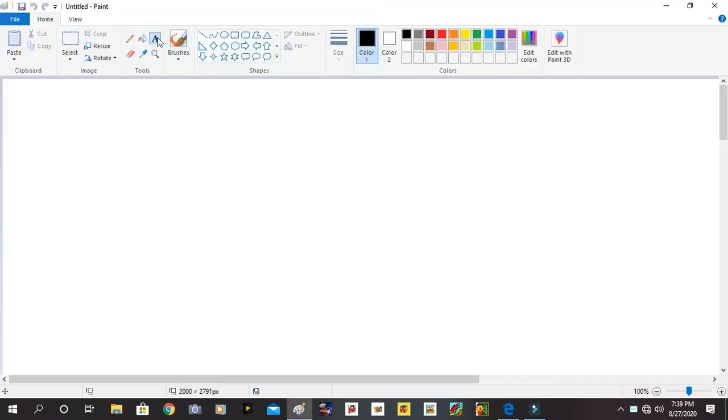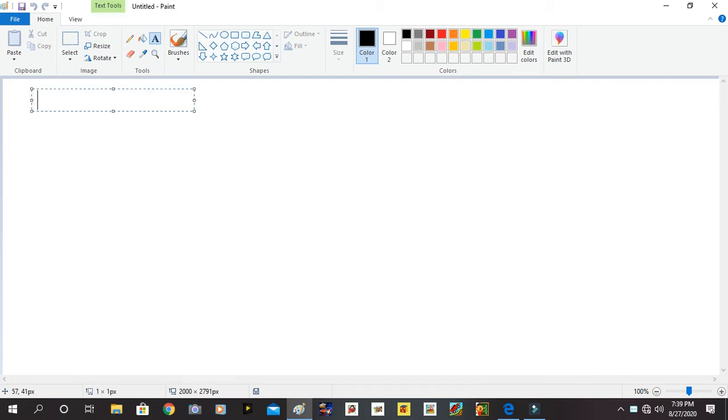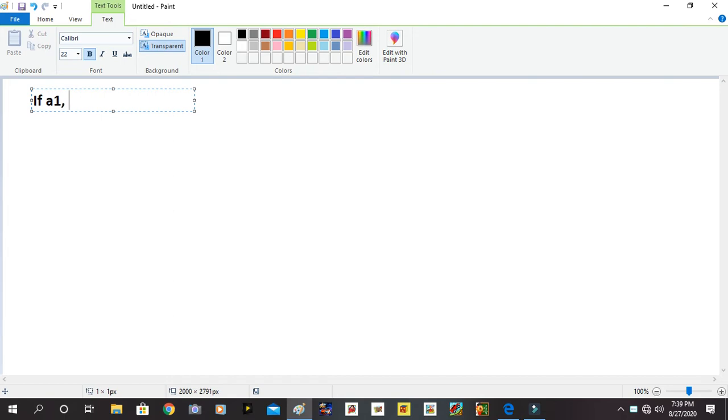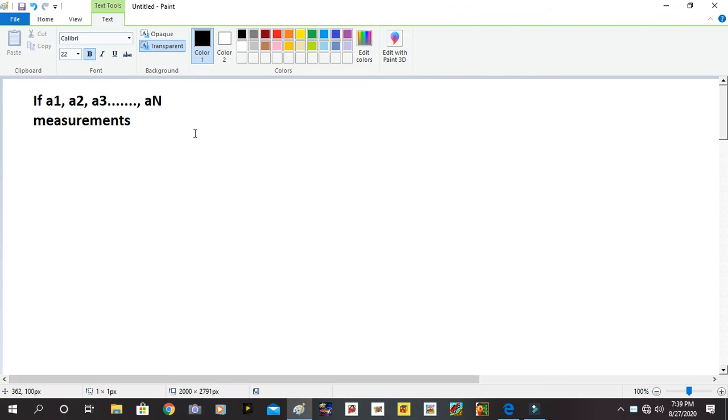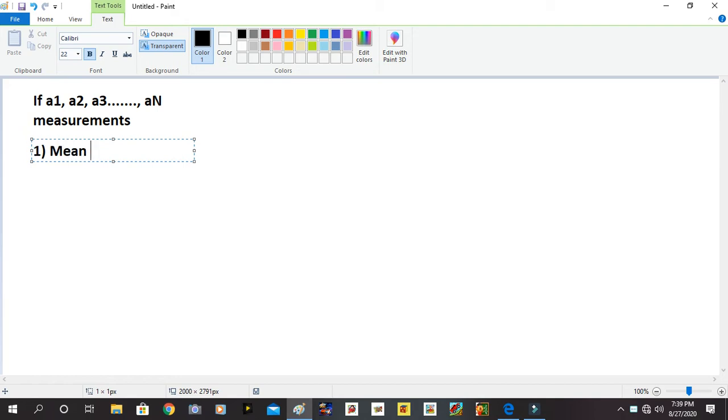In that manner, suppose A1, A2, A3 up to AN are the corresponding measurements of any quantity. Then to find how much error is there, first we need to find out which value should be taken in a calculation. That value we will call the mean value. So what is the mean value? Definitely it is the average or mean of all measured values.